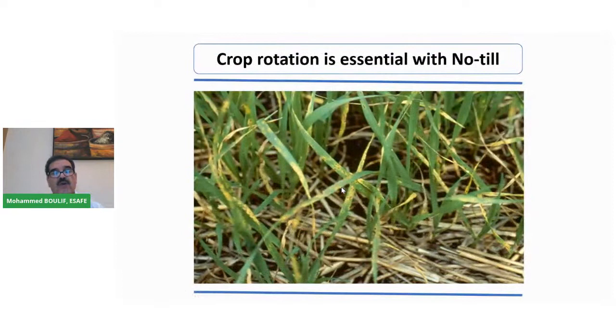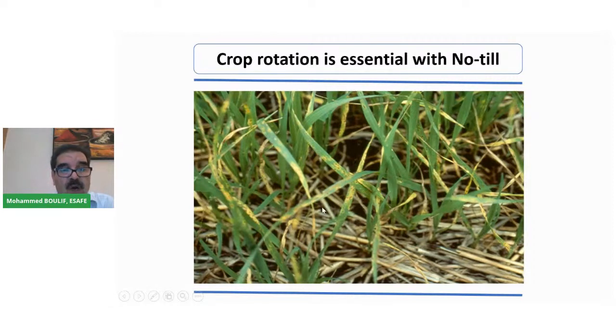Crop rotation is also important when we practice the no-till. The no-till means no plowing, that's it. Tilling the soil means plowing and working up the soil. No-till is a system that allows you to plant your crop without even working up the soil. And crop rotation is recommended in this system.